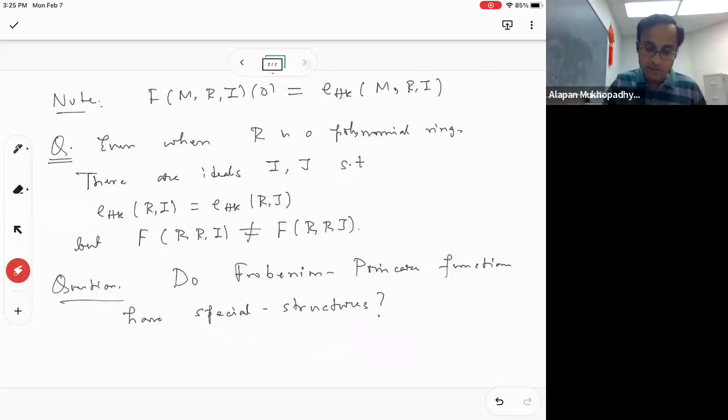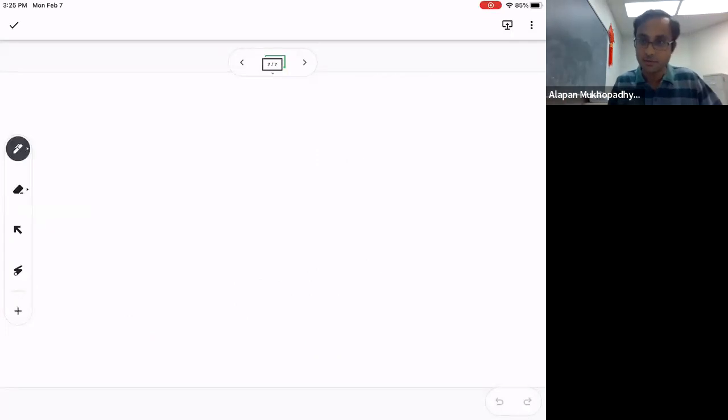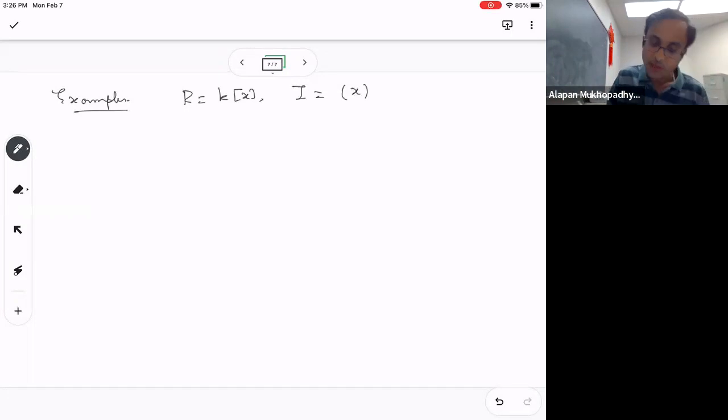Okay, so after posing this question, let's look at some simple examples. The first simple example is the case of a polynomial ring in one variable. So my R is just the polynomial ring in one variable, and my ideal I is the ideal generated by X, with the usual grading on this polynomial ring. I want to compute the Frobenius-Poincaré function. Recall the definition.